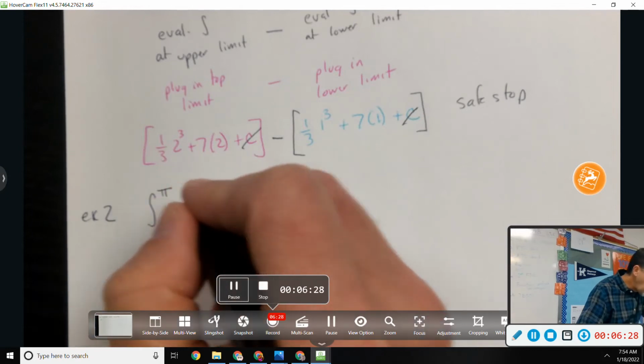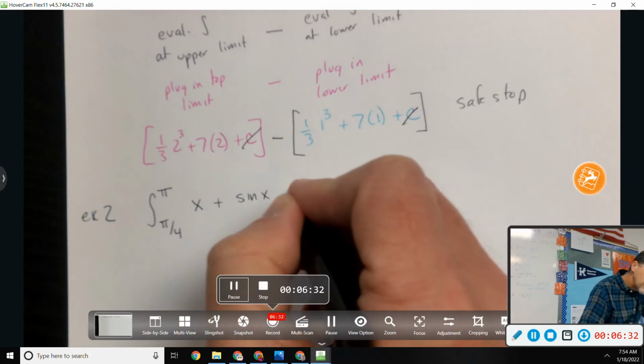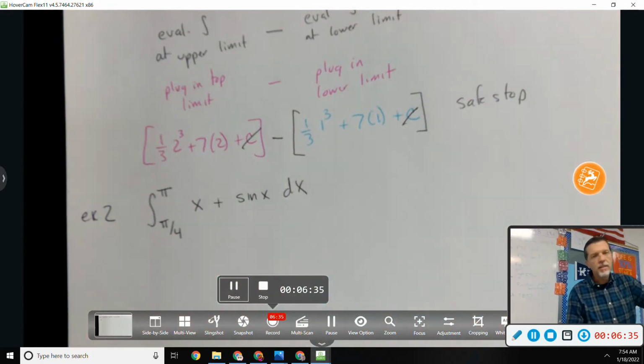Integral from pi over 4 to pi of x plus sine of x dx.